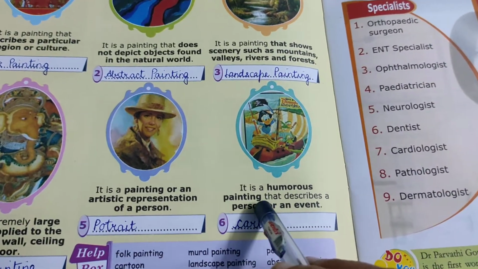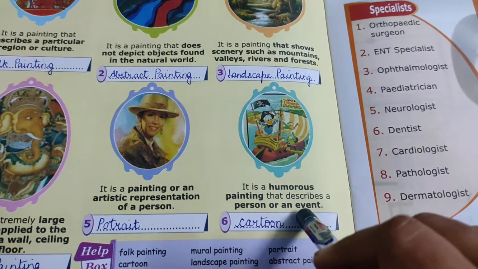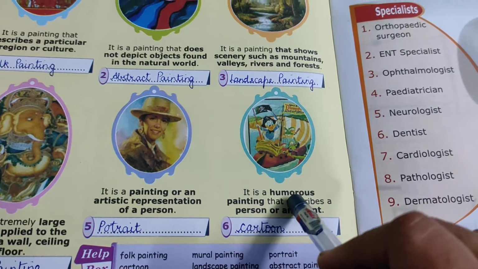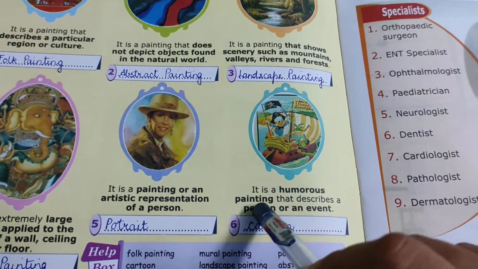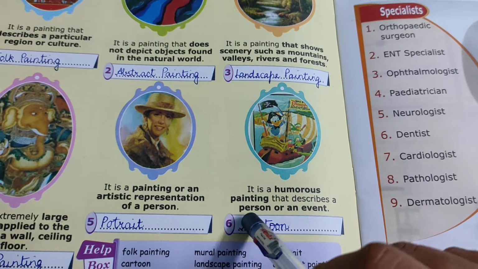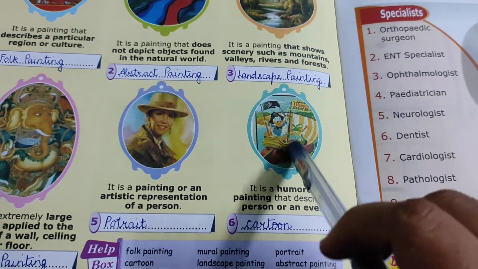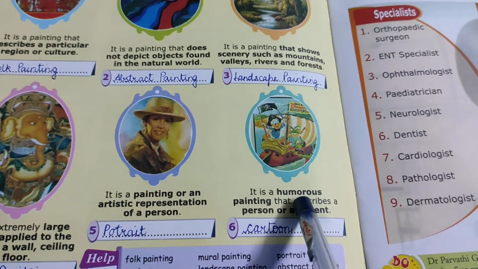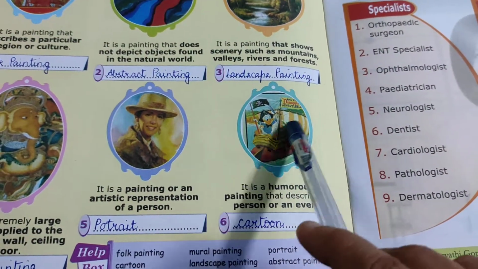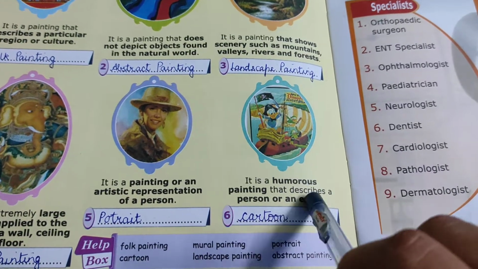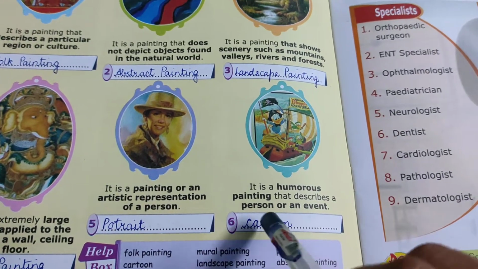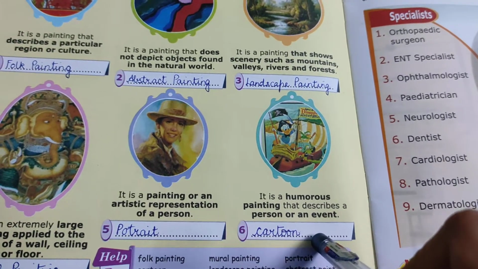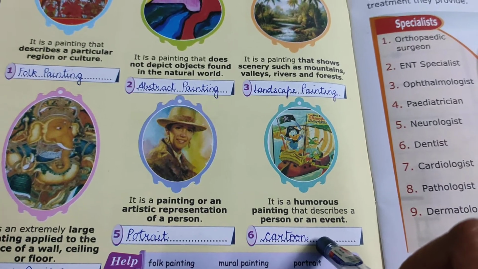The last type is mostly loved by all of you because children love this, right? It's a humorous painting. Humorous means funny. So a funny painting which describes a person or an event. Such type of drawing is a cartoon drawing in which we make some funny act. There are some cartoon characters and they are describing some funny event. So such type of painting is a cartoon, and these cartoons when put under the camera, you are able to see the live cartoon shows, right?